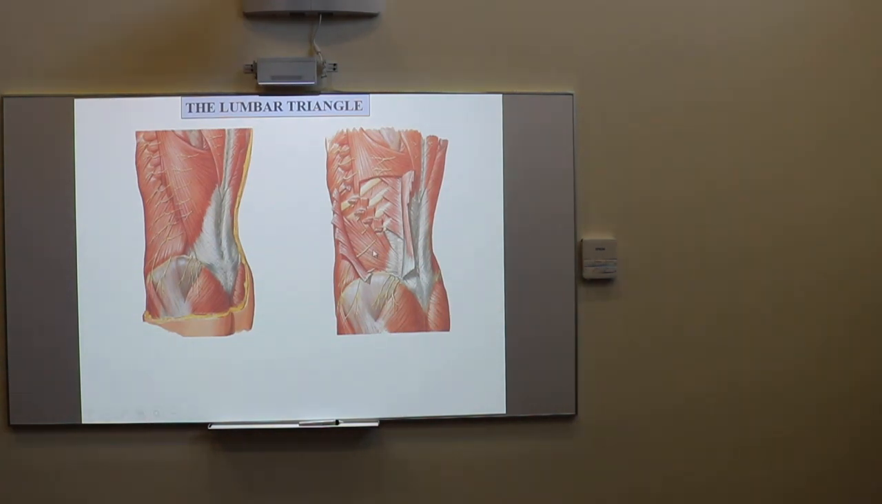So this is here internal oblique attached to the thoracolumbar fascia. And you'll see, look at the sun. I said it's a sun, so it must be a sun.